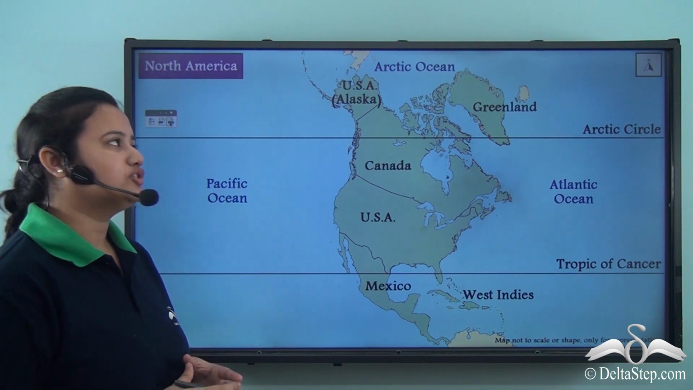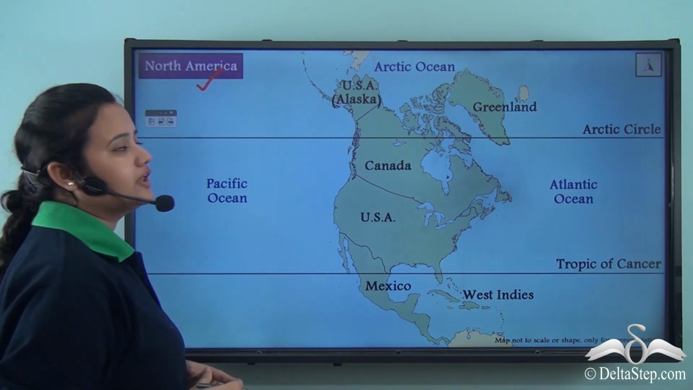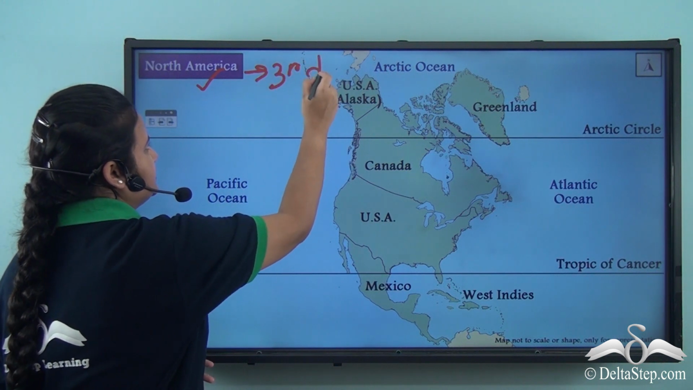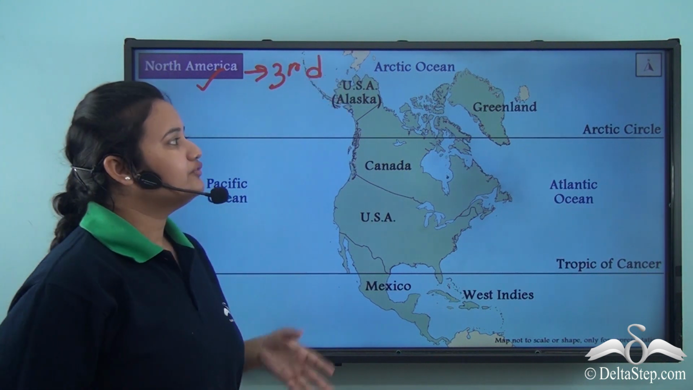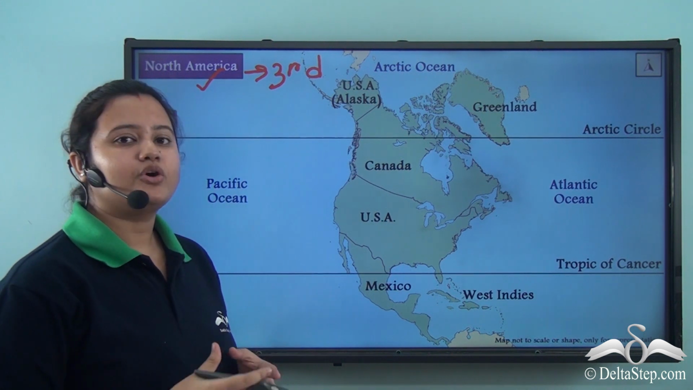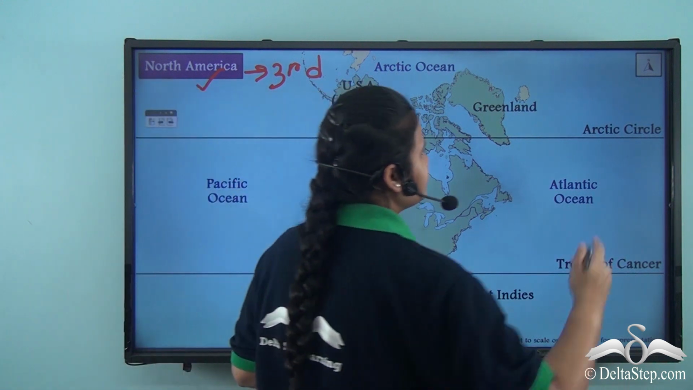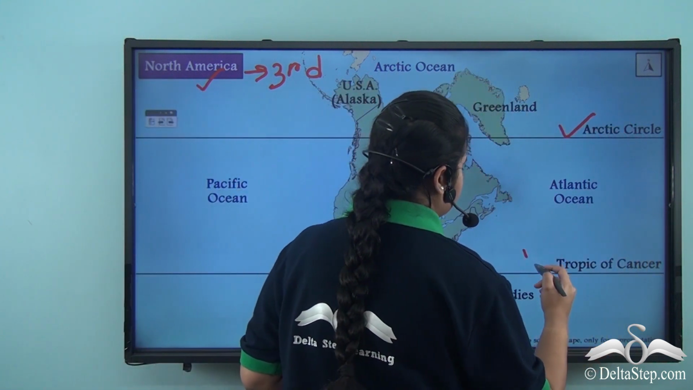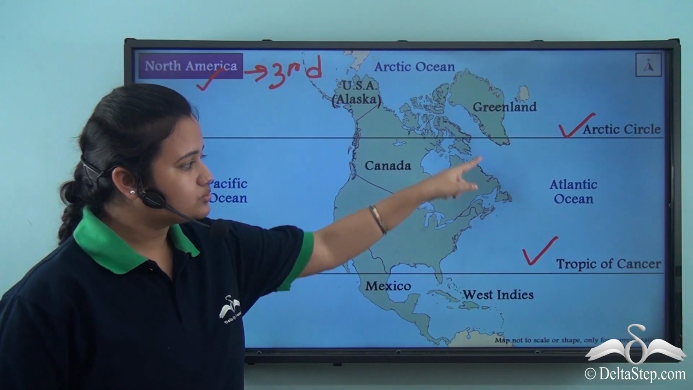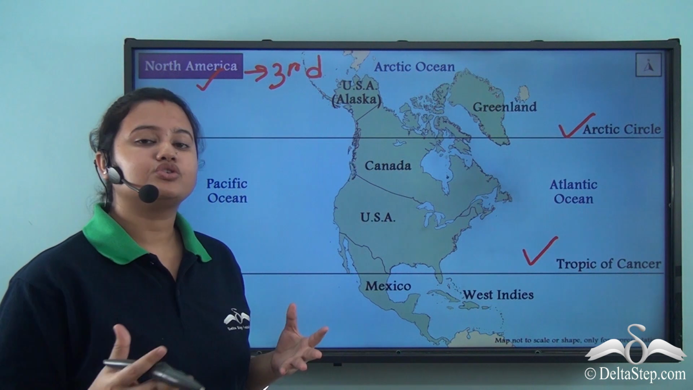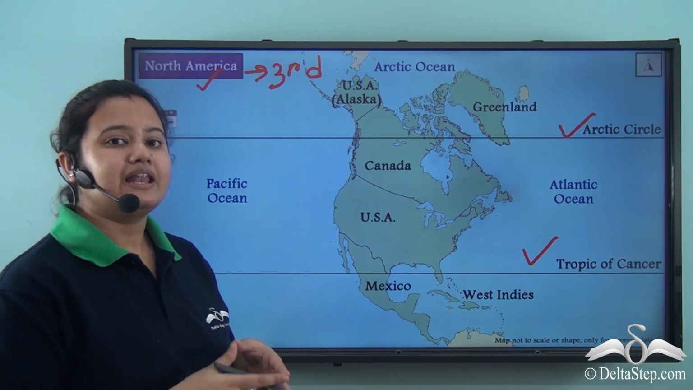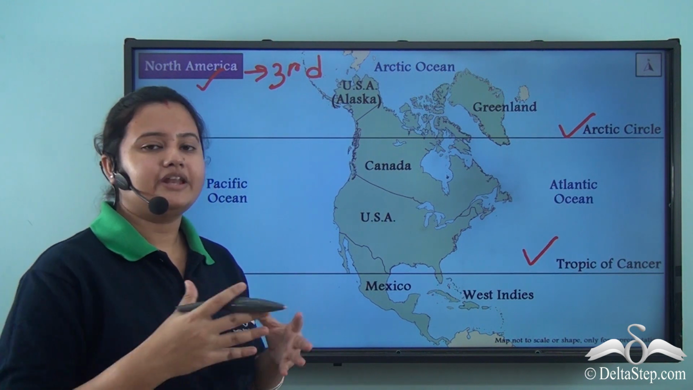Next, we have the continent of North America. North America is the third largest continent in the world. Here we have the map of North America. We can see that two important latitudes, that is Arctic Circle and Tropic of Cancer, pass through this continent. Now these two latitudes lie to the north of the equator. So from this we can infer that North America lies entirely in the northern hemisphere.